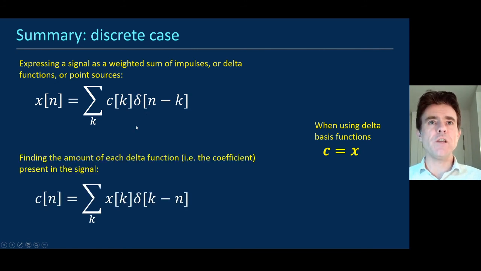Conversely, if we're no longer doing the evaluation, but we have a signal x and want to find the coefficients of some basis for that signal, then you take the signal, multiply it by the particular basis vector for which you're trying to find the coefficient, and then sum up the result. That will give you the coefficient for that particular delta function.